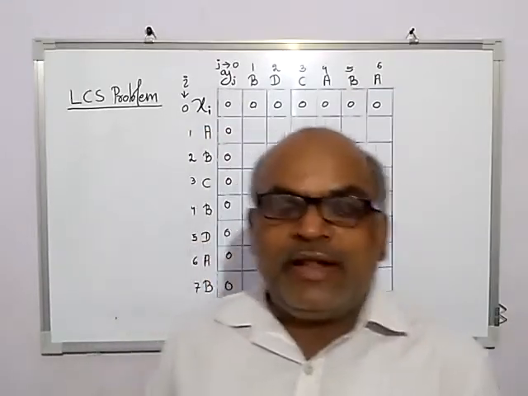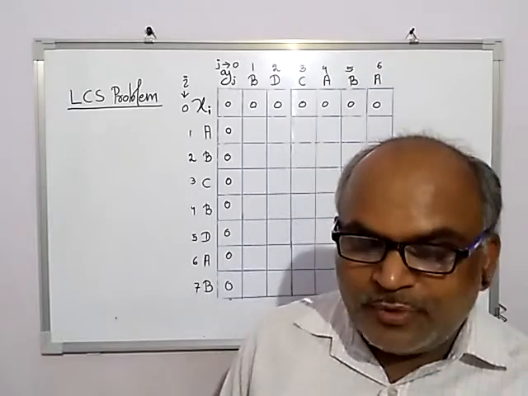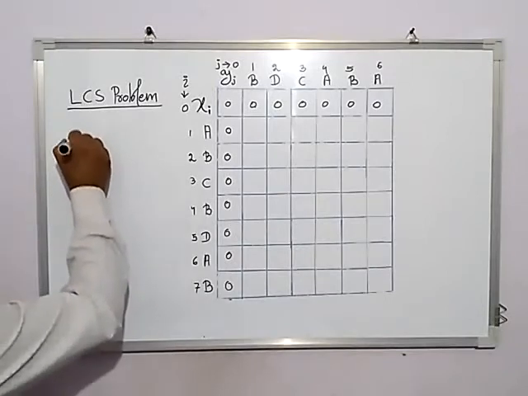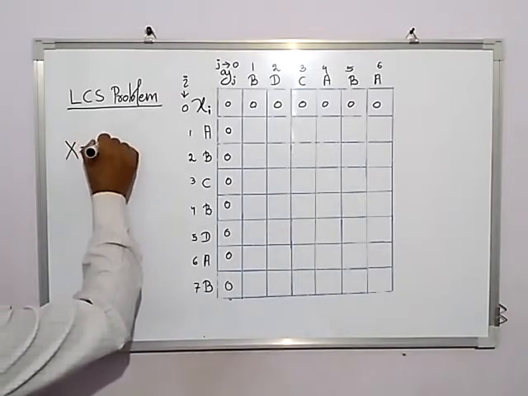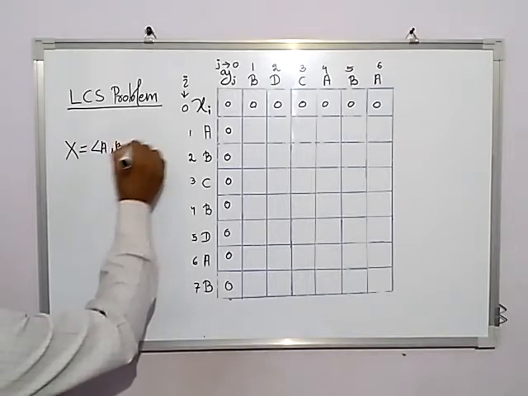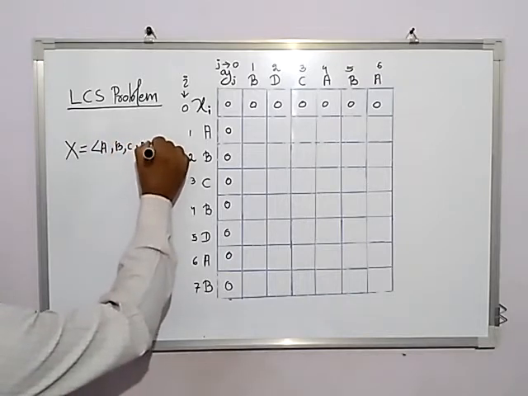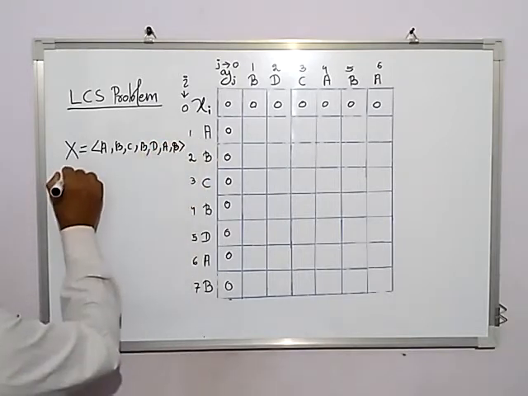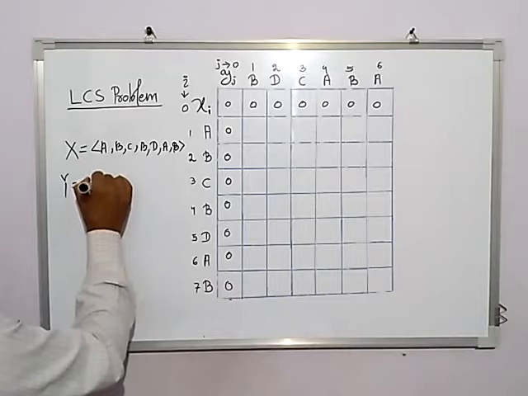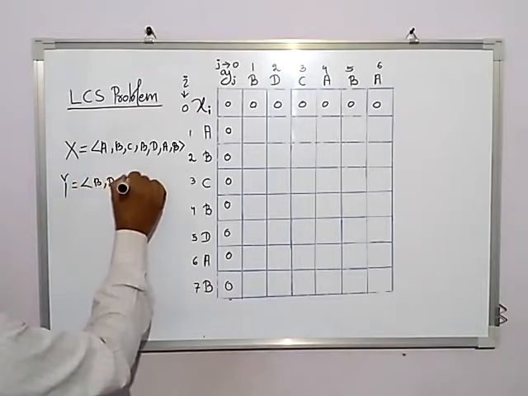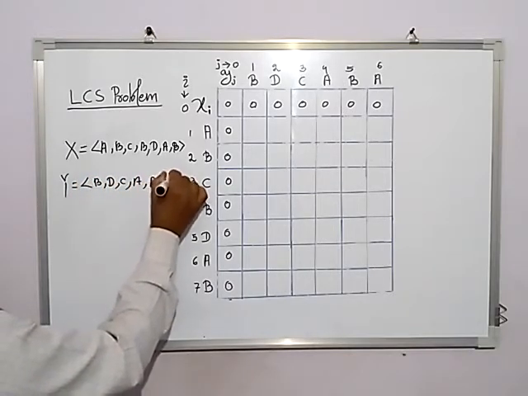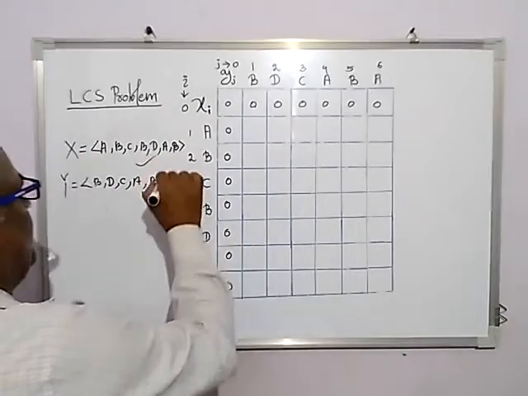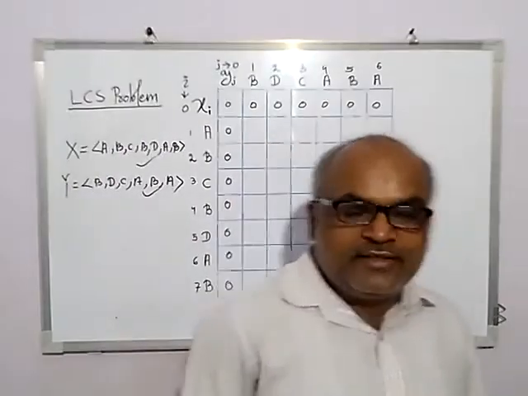So to find out LCS of two sequences, we consider X as a sequence. Suppose X equals A, B, C, B, D, A, B. This is one sequence. Another sequence Y equals B, D, C, A, B, A. These are two sequences. If two sequences are given, how to find out LCS?